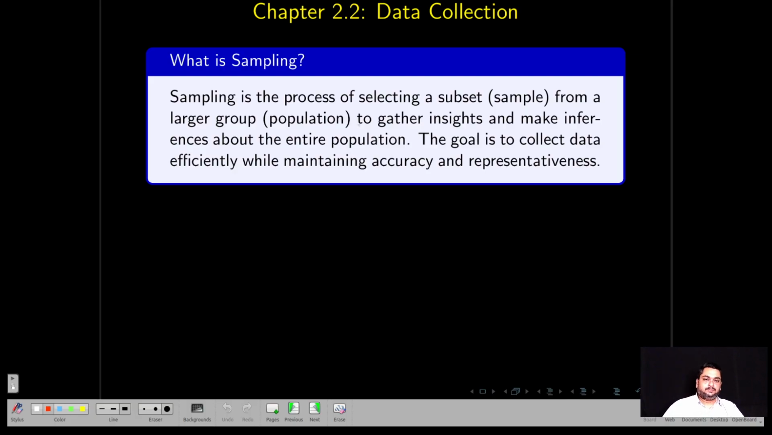Next, what is sampling? You already saw it. Sampling is a process of selecting a subset, the sample, from a large group, the population, to gather insights and make inferences about the entire population. So basically, this is the statistics you are doing here. Inference means you take a sample from the entire population, you work on this sample, you determine some values or parameters, and then say these parameters for this sample will also be applied to this population, with certain errors.